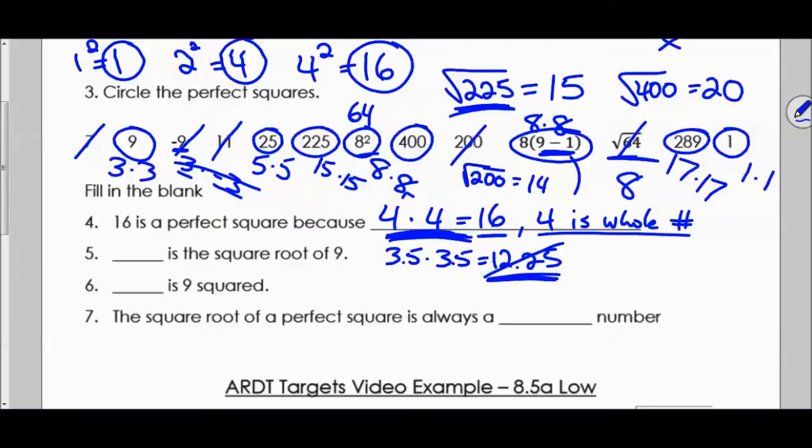Blank is the square root of 9. Well, that's going to be 3. The square root of 9. Blank is 9 squared. That's 81. The square root of a perfect square is always a whole number. That's exactly the point I was trying to make here. It's always a whole number. It's basically 0, 1, 2, 3, counting all the way up to as high as you can go. It's got to be a whole number, no decimals.